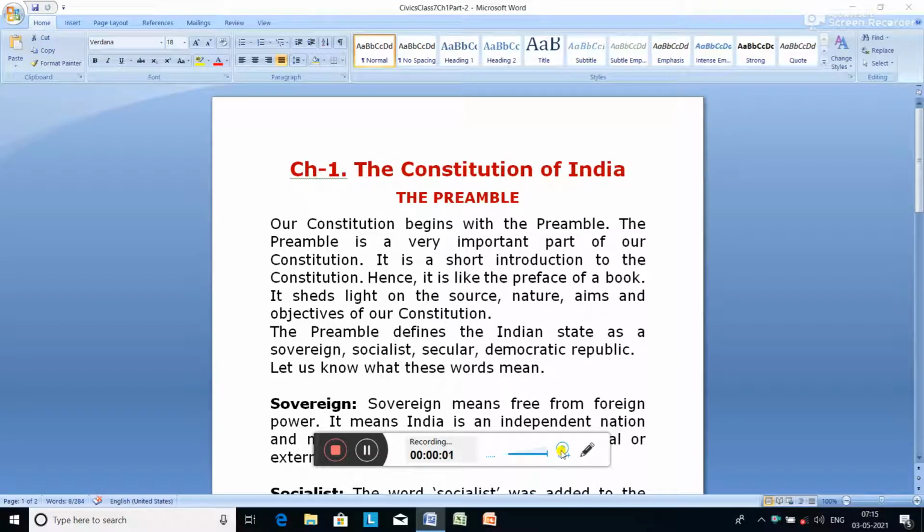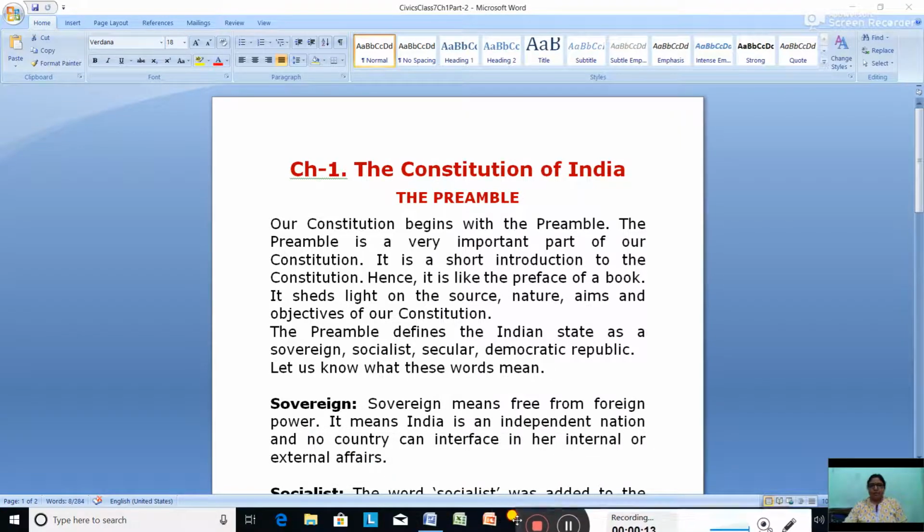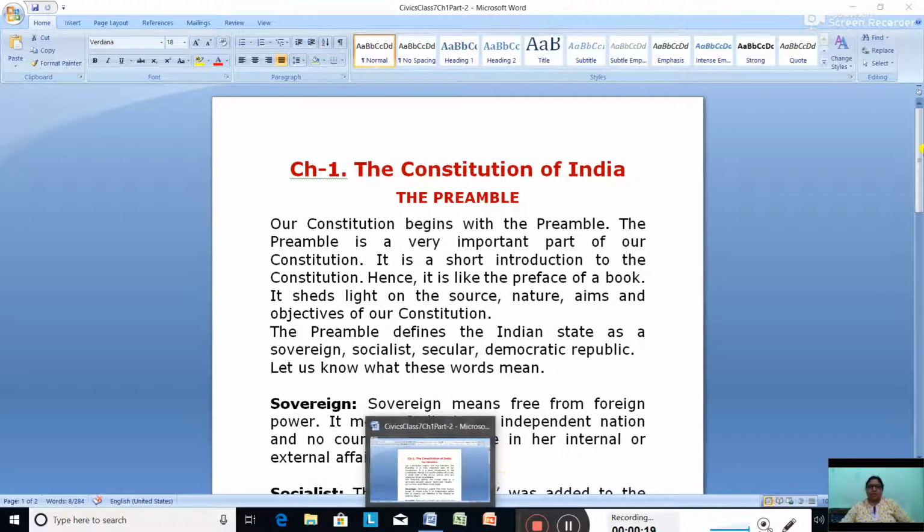Hello children, we have already started the chapter The Constitution of India, and in today's class we'll be doing the preamble and what the preamble explains.